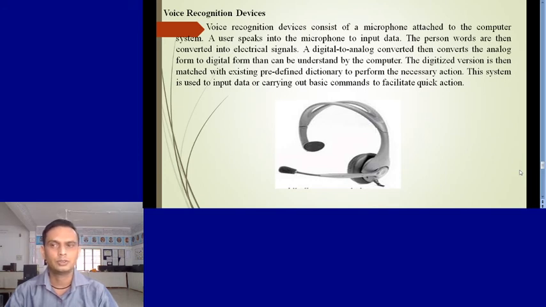The person's words are then converted into electrical signals. Those electrical signals are normally in the form of analog, but a computer system cannot understand analog signals. So these analog signals are converted into digital ones to be understood by the computer system. The digitalized version is matched against what exists in a predefined dictionary to perform the necessary action. That particular system has a dictionary which identifies the voice and data given using the microphone by the user.